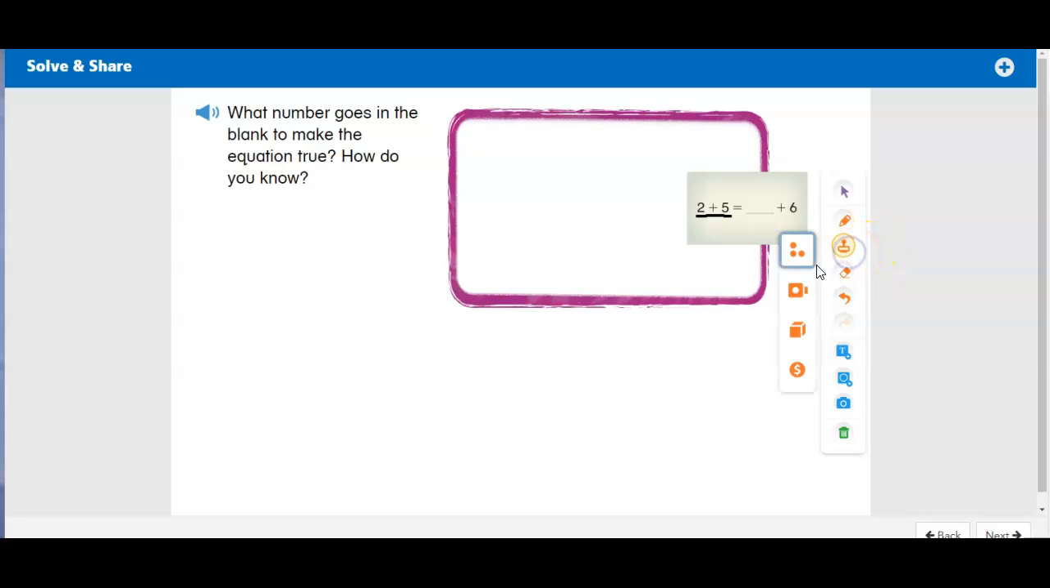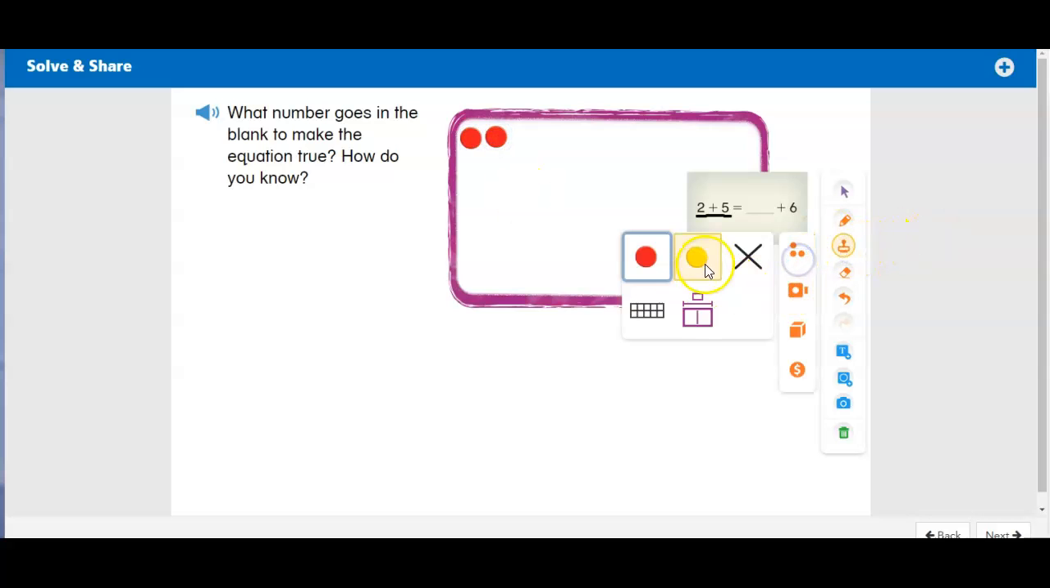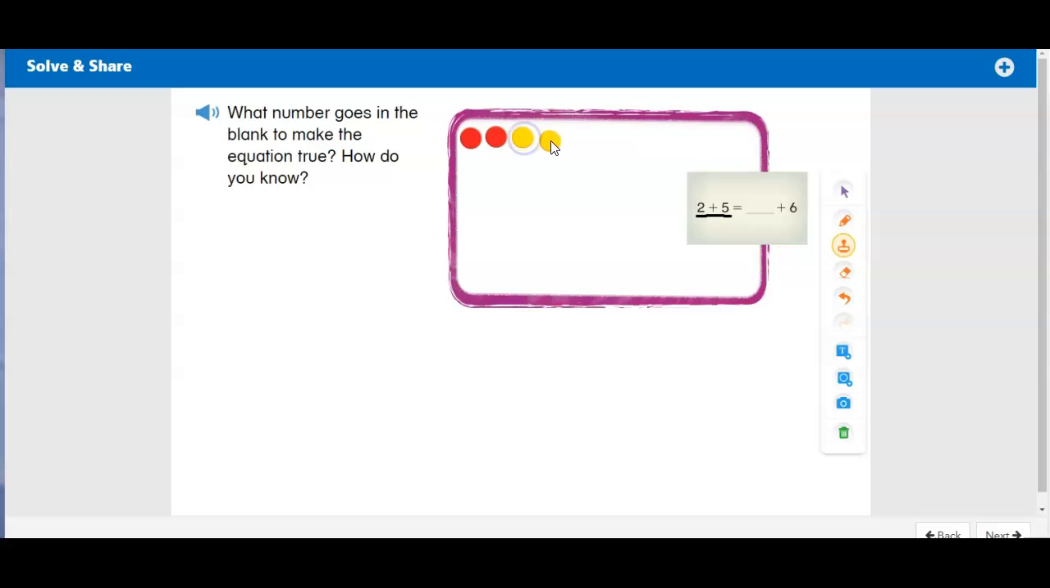If you don't know 2 plus 5 by doing it in your head or on your fingers, you can also use counters. You can say 2 plus 1, 2, 3, 4, 5. And then count out the numbers: 2, 3, 4, 5, 6, 7. So 2 plus 5 is equal to 7.